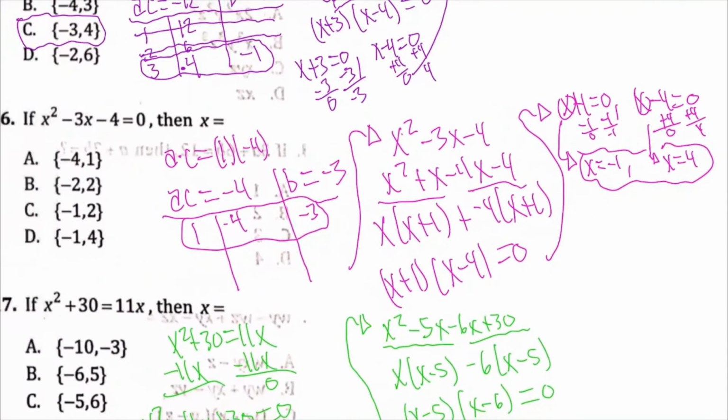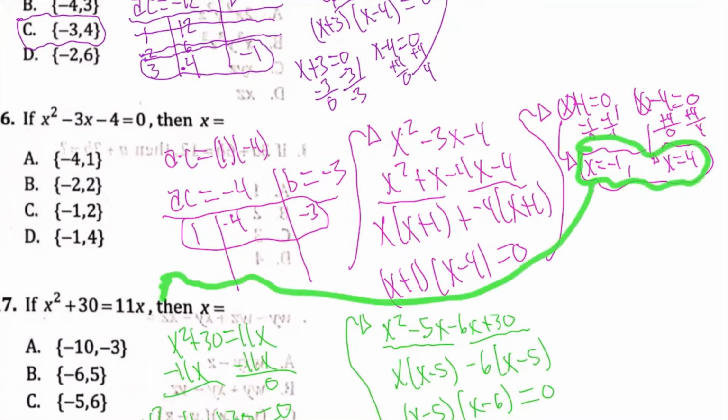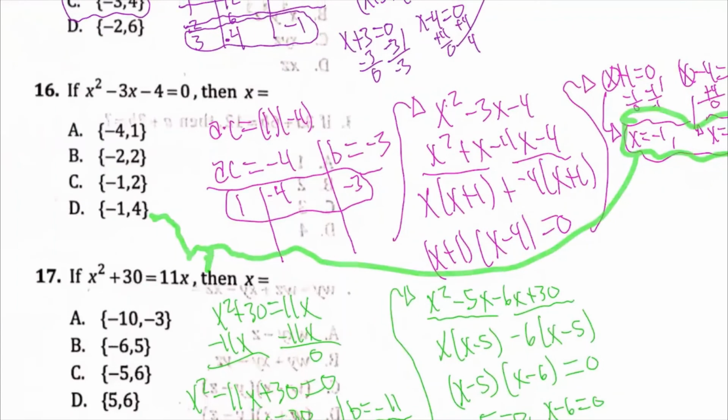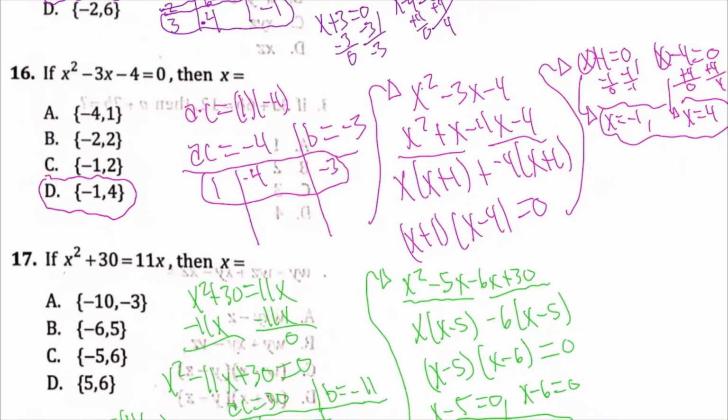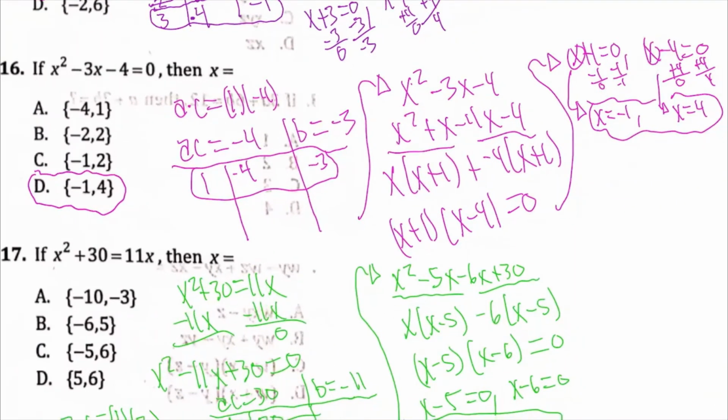Over here, our final answer is what? -1, +4. -1, +4. So it's going to be D. Let me circle that. D. So I did some prep work just so you guys could have a shorter video.